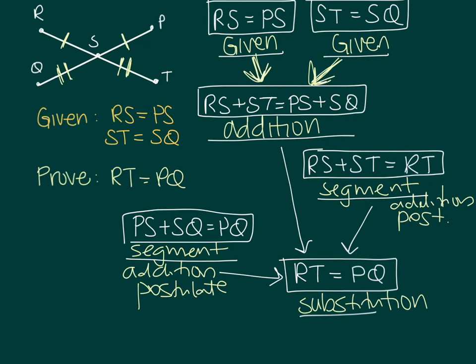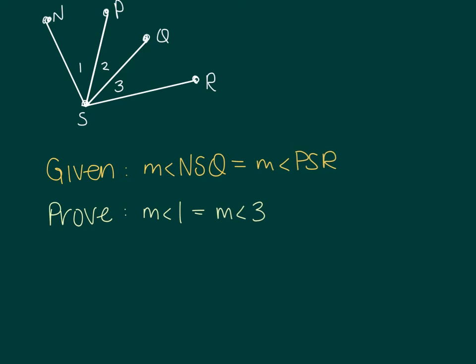All right, so that tells us that we've proved because we've used this guy and this one and this one. So each piece of our information was used to get from our givens to what we had to prove. So why don't you go ahead and take a moment and prove this. Try it, struggle with it. The measure of NSQ right here is congruent to the measure of PSR. You're given that, and I want you to prove that angle 1 and angle 3 are equal, that they're congruent. So take a minute, struggle, pause the video, and then we'll go through it.